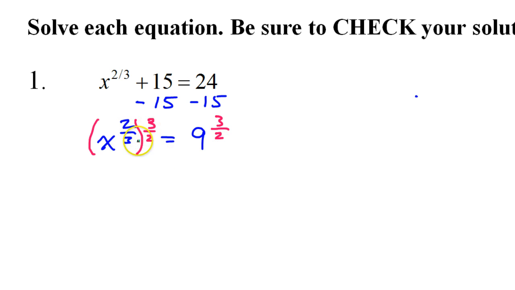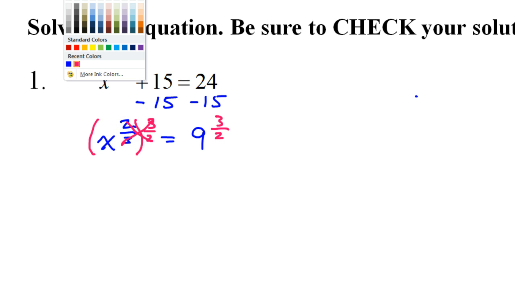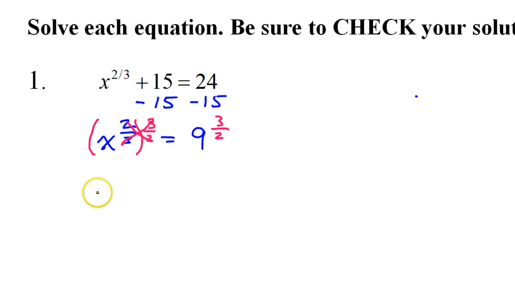When you raise a power to a power you multiply, but if I multiply reciprocals then all of these will cancel out. So that is going to leave us with just plain old ordinary x. Now, if I want to do 9 to the 3/2 power, then it's easy to think about this in terms of a power and a root. So 3 is the power, 2 is the root. In other words, this is the same thing as the square root of 9. There's your 2. And then raise that to the 3rd power.